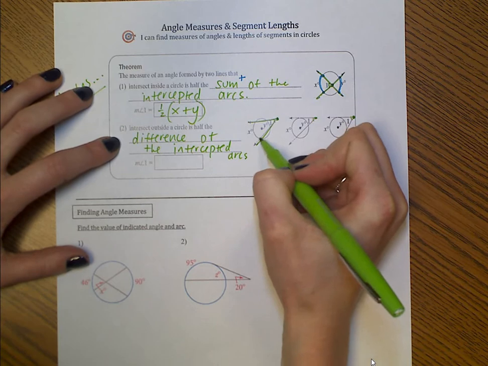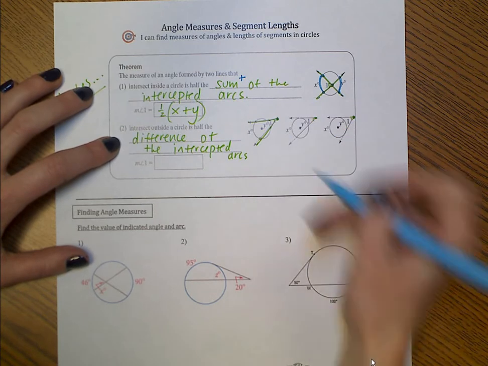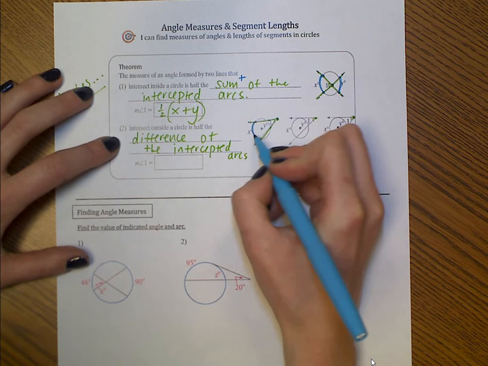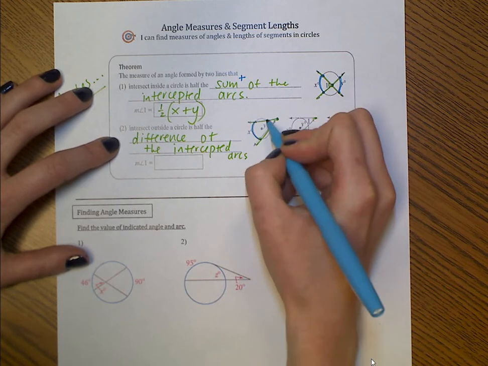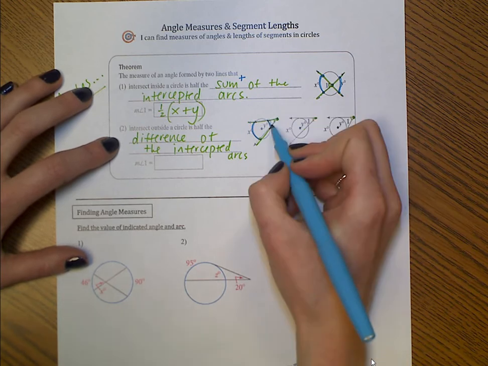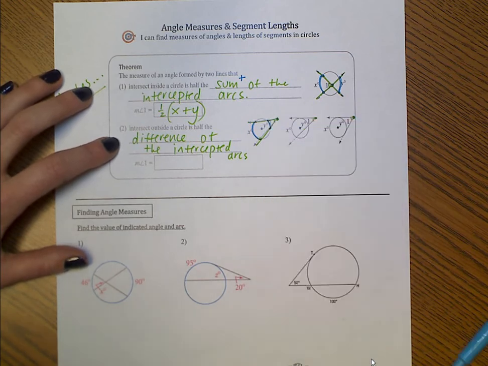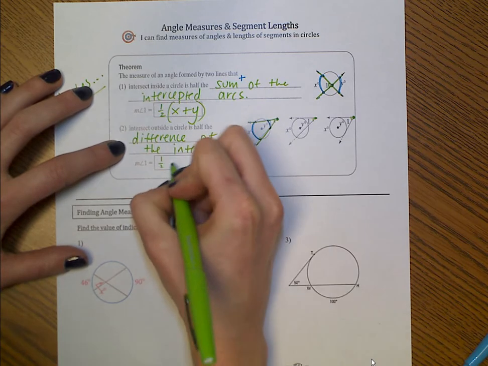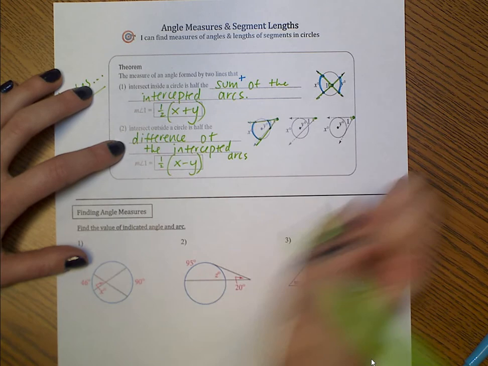Your lines are going to intersect the circle. If you connect between them for the bigger arc, which is X, and connect between them on the smaller part, XY. If you take the big arc minus the small one, the difference, half of that, you're going to have the angle where the lines meet.